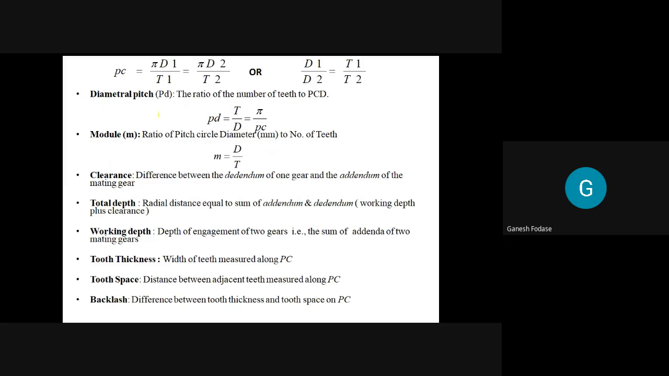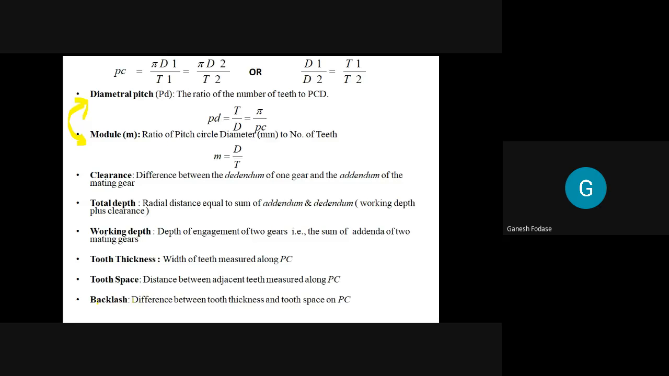Then diametral pitch. Diametral pitch is nothing but the reciprocal of module. Module is the ratio of pitch circle diameter to number of teeth, while diametral pitch is the ratio of teeth to the pitch circle diameter. So these two, diametral pitch and module, are reciprocals of one another. Other terms we already defined. One more term remaining, that is backlash.